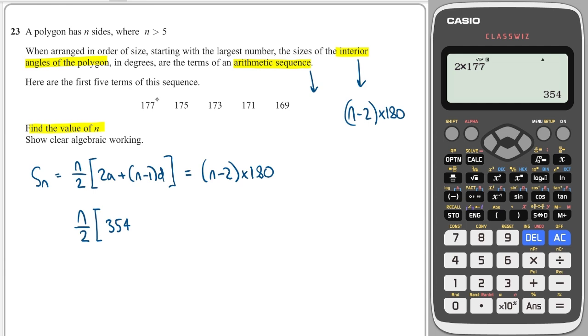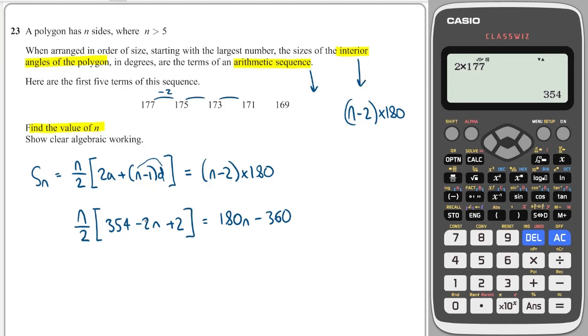The difference is how much the sequence is changing, which is minus 2 each time. So we have here n times minus 2, so that's minus 2n, and we also have minus 1 times minus 2, which is plus 2. And that's equal to, expanding these brackets out, 180n minus 360.